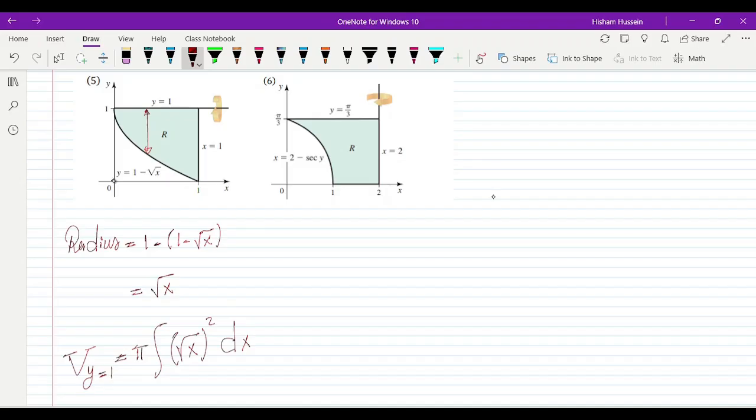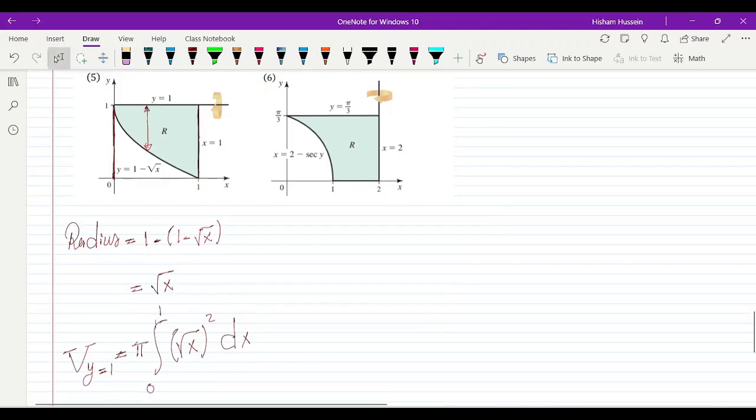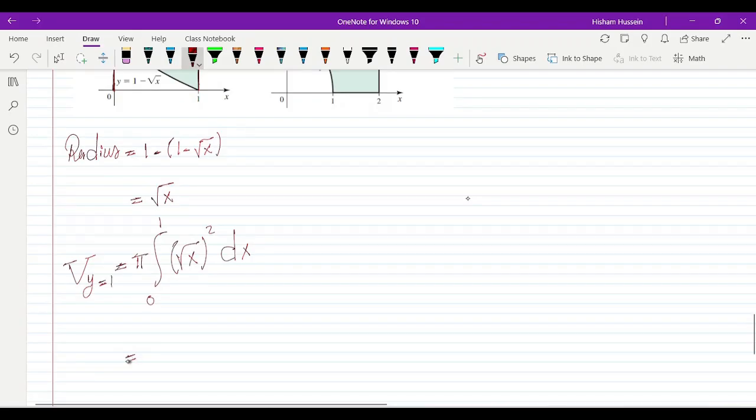X is running from the first value. This is the first value for the region on the x-axis. Here x equals 0. Here x equals 1. So the integration is running from 0 to 1. This equals pi times the integration from 0 to 1 of root x to the power 2, which is x dx, which is x squared divided by 2 from 0 to 1. Substitute with the upper minus substitute with the lower. It will be pi over 2.